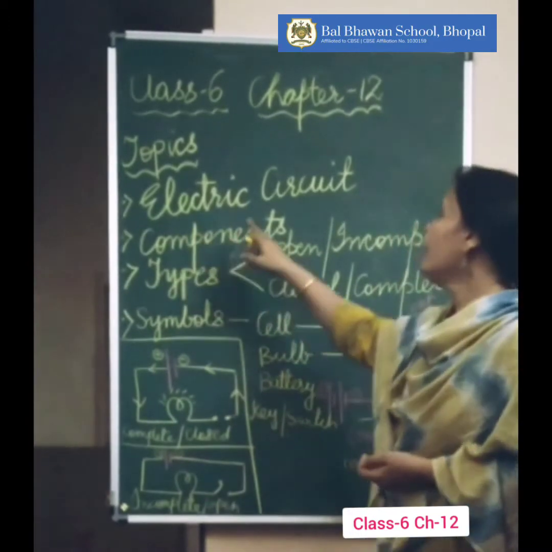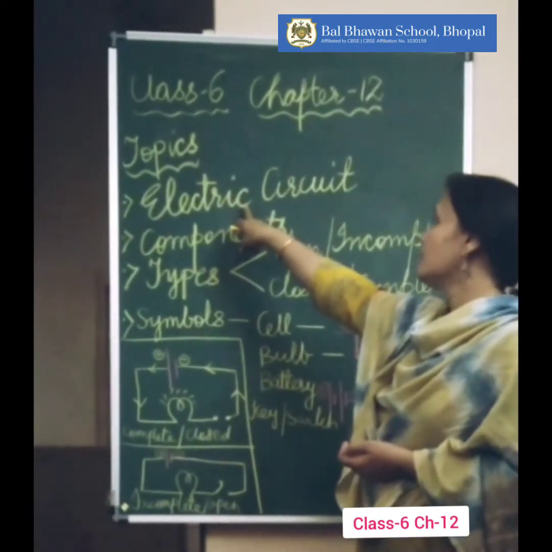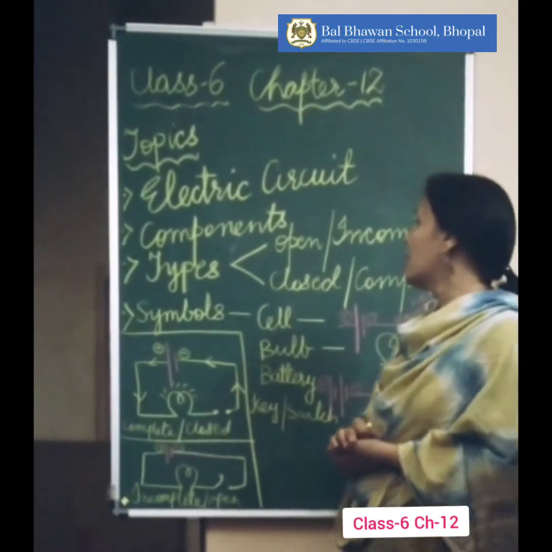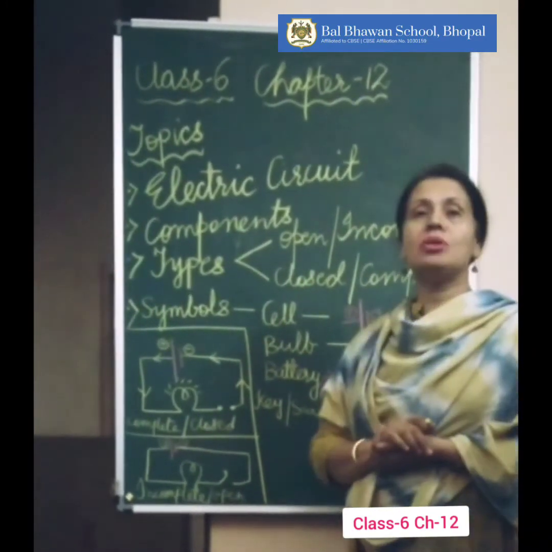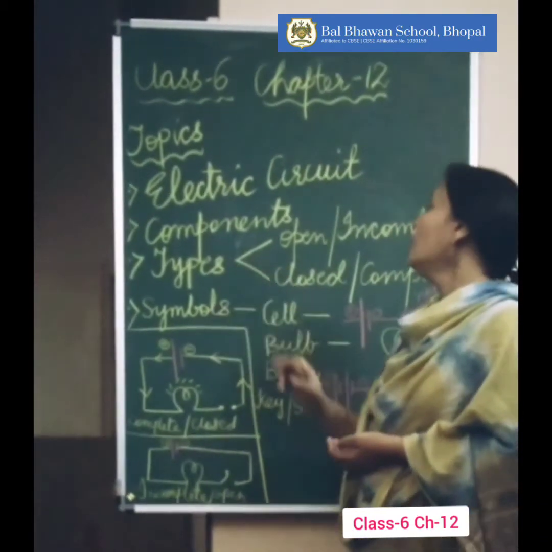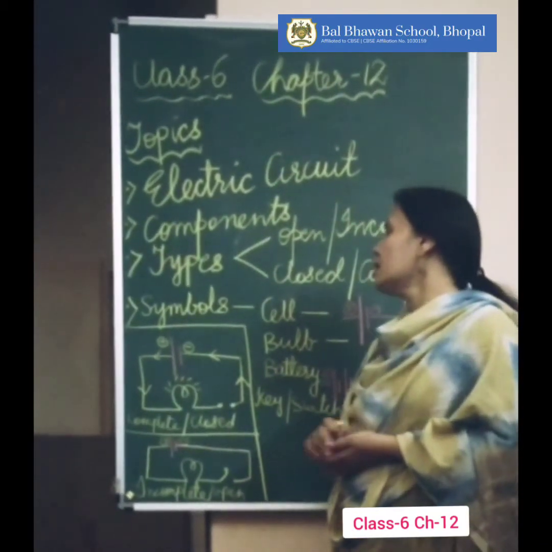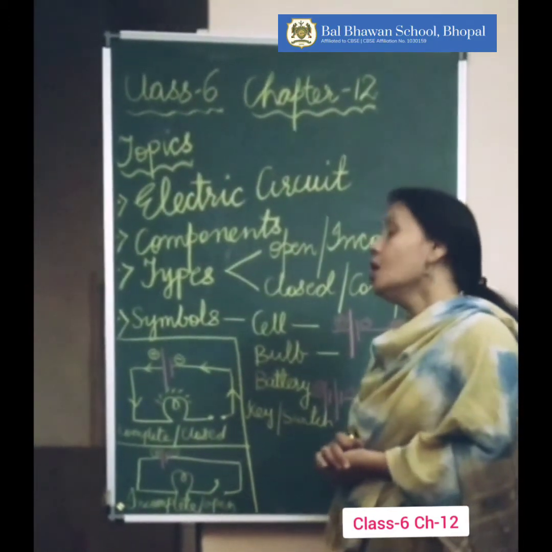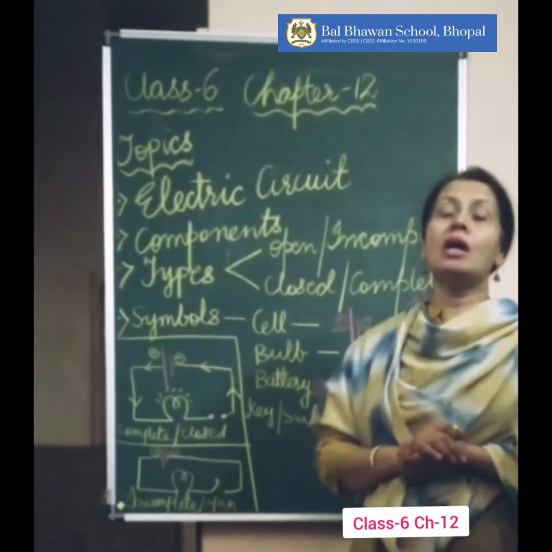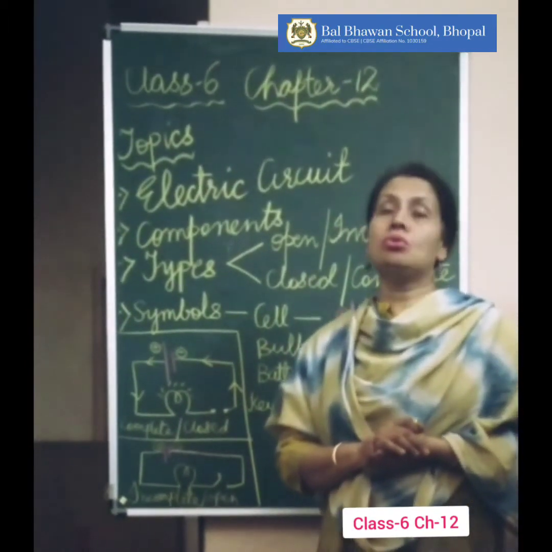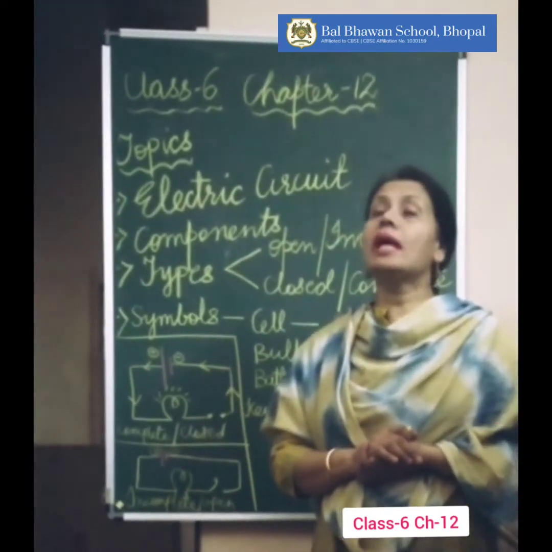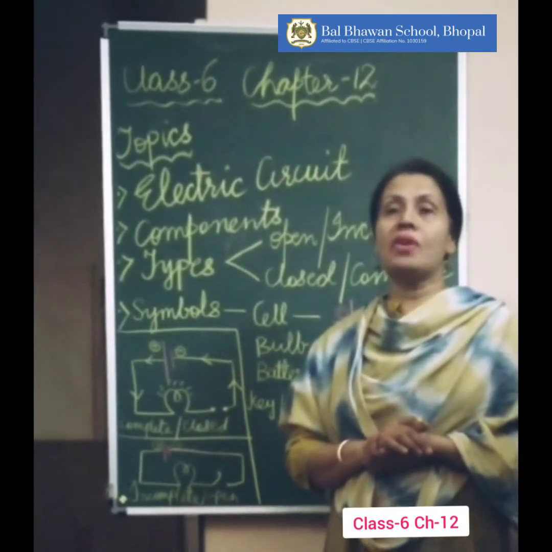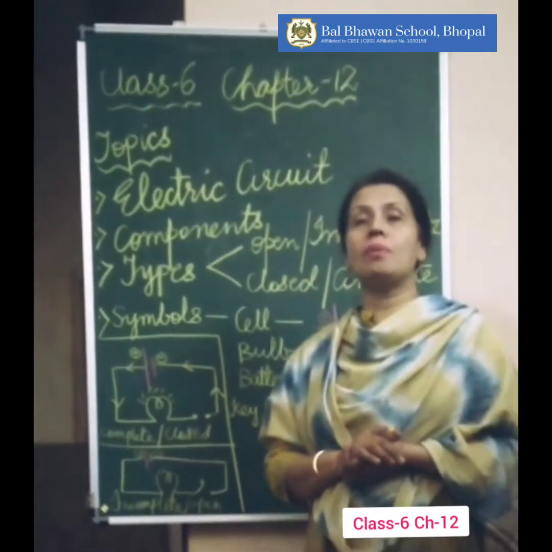So children, today we have covered the topic electric circuit, which is basically the path through which an electric current flows. Then we have discussed the components of an electric circuit, and then we have discussed the types of electric circuit and symbols which are commonly used when we draw an electric circuit. Now children, we are going to do an activity to construct an electric circuit. This activity will then be followed by a PPT for better understanding of the concept. Thank you children. Hope the topic is clear to you.